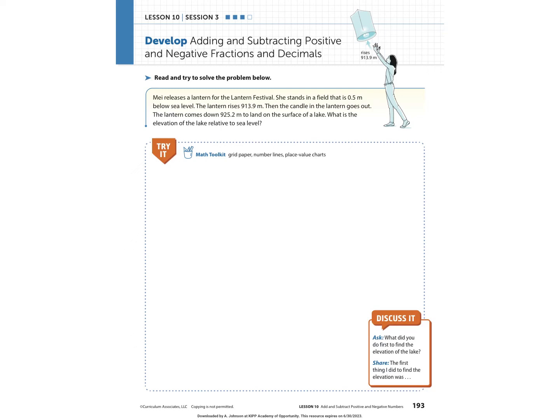Okay, so continuing on to session 3. Let's go ahead and annotate. We have Mai, who releases a lantern, and she is 0.5 meters below sea level. So I'm just going to write that out as a negative. 0.5 meters, that's a negative.